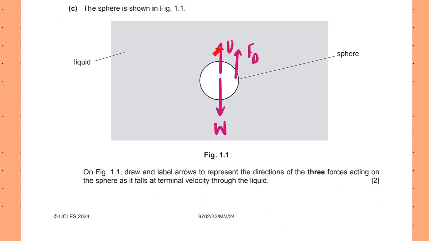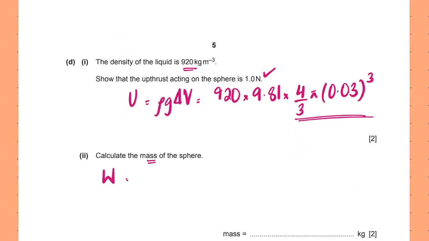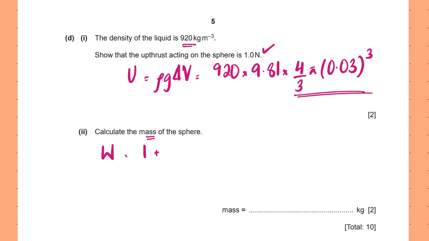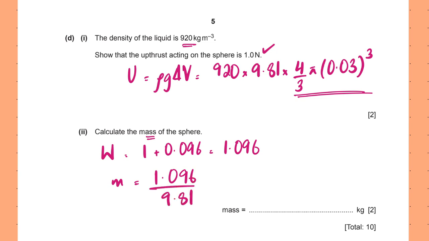So weight is basically U plus Fd, and now I have both of these. So U is 1 and Fd was 0.096. So I add these to get the weight, which is 1.096, and to find the mass I would divide this by small g. So 1.096 divided by 9.81, this turns out to be 0.11 kg. Let's go on.